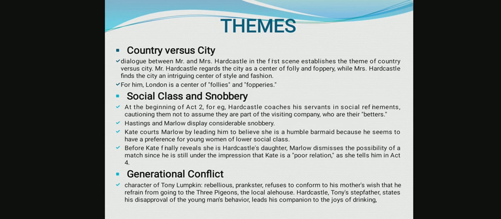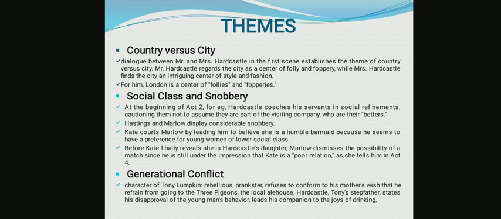Then before Kate finally reveals she is Hardcastle's daughter, Marlowe dismisses the possibility of a match, since he is still under the impression that Kate is a poor relation, as she tells him in Act 4. Yes, Charles Marlowe really likes Kate. But the fact that Kate belongs to a lower class stops him from even proposing marriage to her. So that itself shows the hypocrisy within Charles Marlowe, and also a proper establishment of the social class, the way these people behave within the drama and also within the society in which they live.